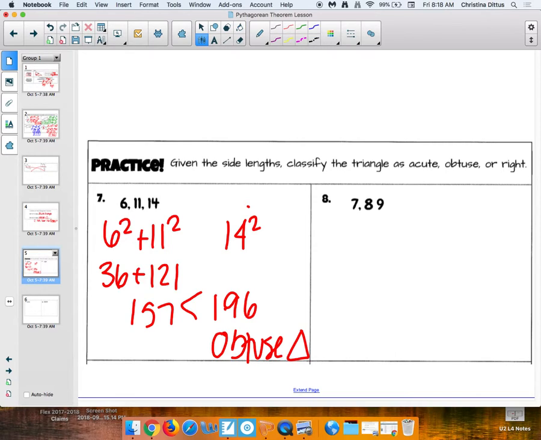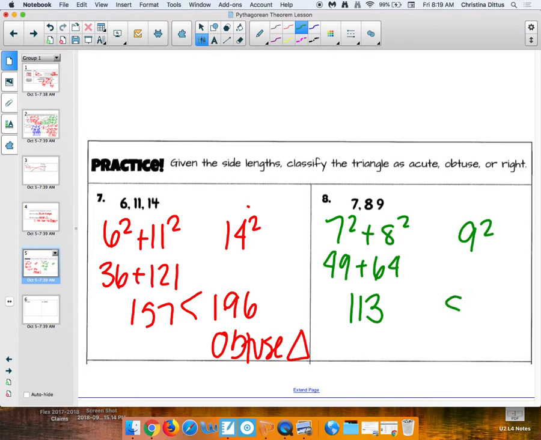Does that make sense? Okay. If I have 7, 8, and 9, which two get added together and which one's by itself? 7 and 8 go together, 9 is by itself. Because 9 is biggest. So let's go 7 squared plus 8 squared, and then over here we'll go 9 squared. 7 squared, tell me. 49. 8 squared, 64. Add them. 113. And 9 squared is? 81. Which one's bigger? 113 is bigger, so 2 is bigger than 1. So we have an acute triangle.